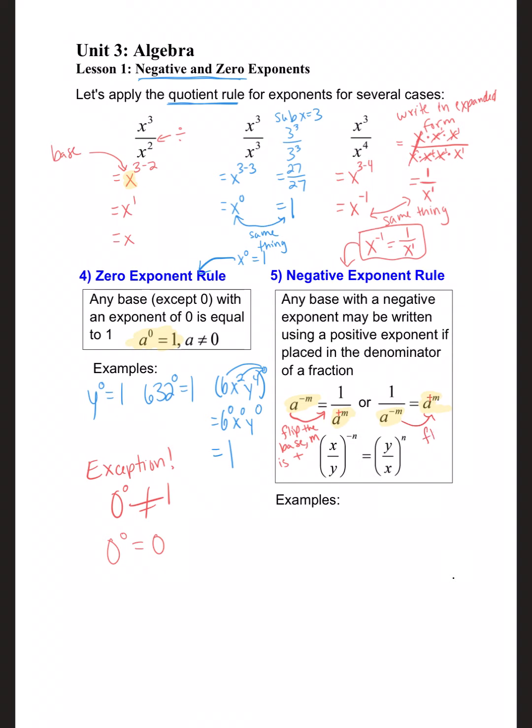You can flip the base again, which would just make it a over 1, and it switches the exponent to a positive m. And the last example I want to show here, remember, because we keep saying we're flipping our base. So if we had x over y, if we flip, then that negative exponent n becomes a positive n. So again, we flipped it here.